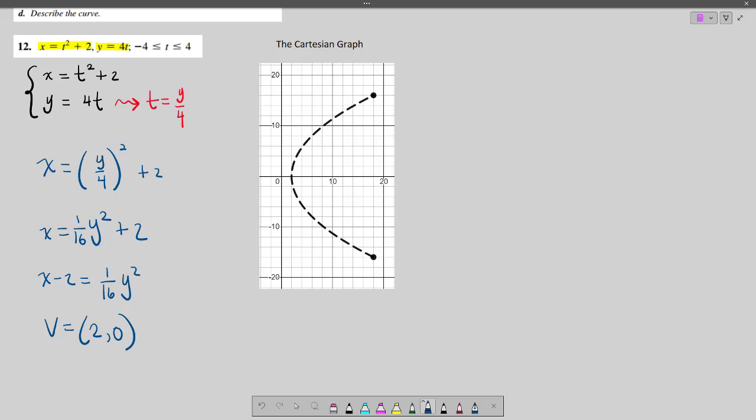X minus h, y minus k. Since y is squared and it's not like y minus 5 squared or something, that would be our vertex, 2, 0. And it's going to open to the right because this is positive. So that's the graph of our conic, the parabola there.